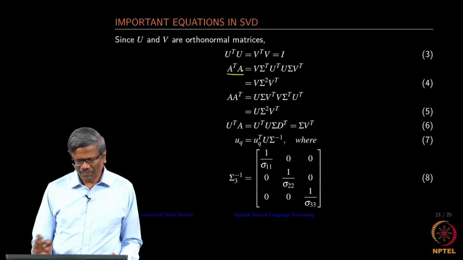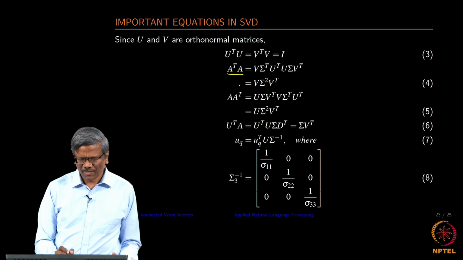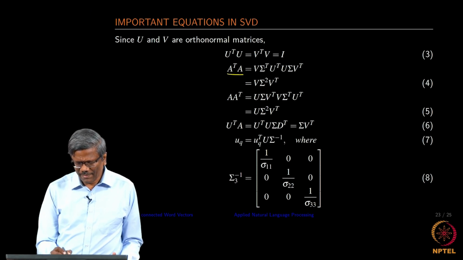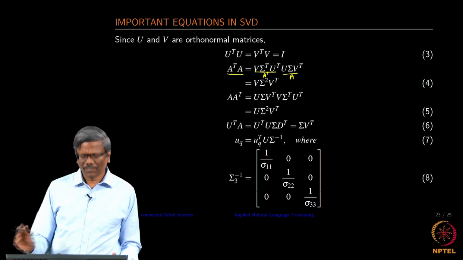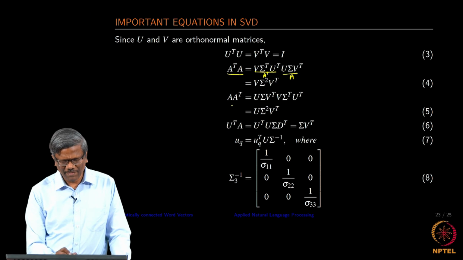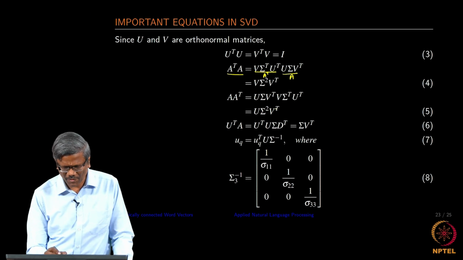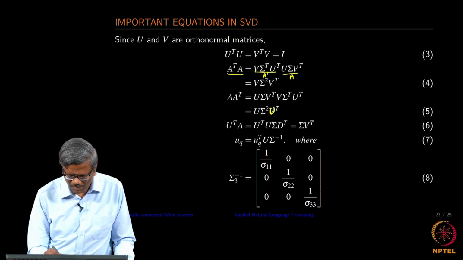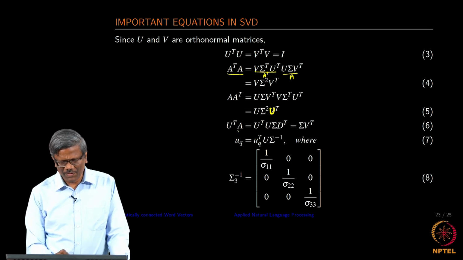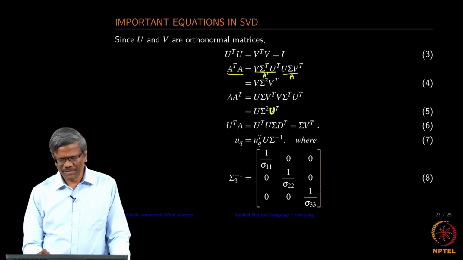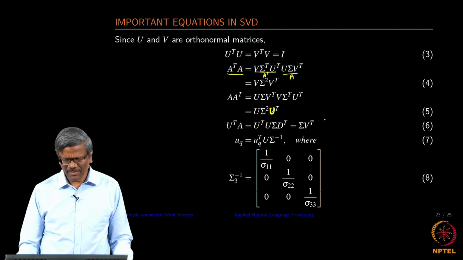If you use A transpose A, we know that this is our A, this is our A transpose. So, it becomes V sigma square V transpose. In the same fashion, when you do A A transpose, it becomes U sigma square U transpose. I am sorry, this should be U. And then when you do U transpose A, you get sigma V transpose. You see how the transformed domain really reacts to various elements.